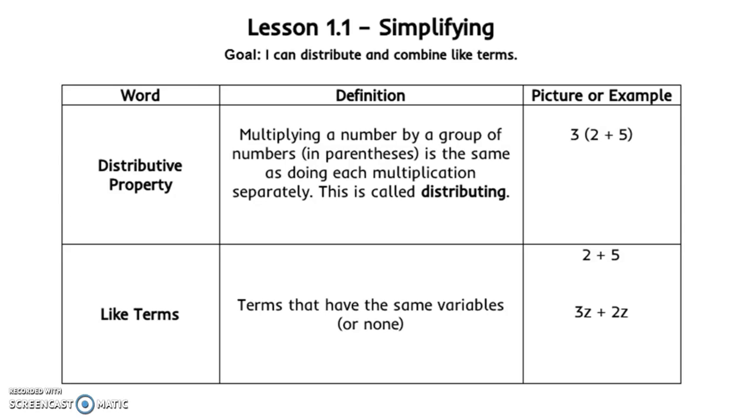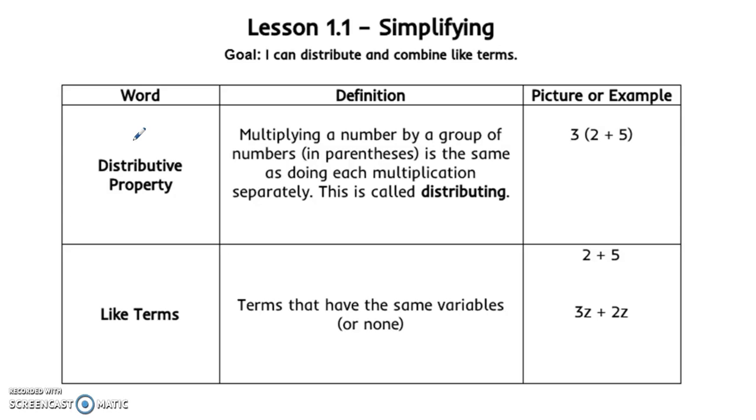Today is lesson 1.1 and we're going to be talking about simplifying. The goal is I can distribute and combine like terms. So today we're going to talk about the distributive property.